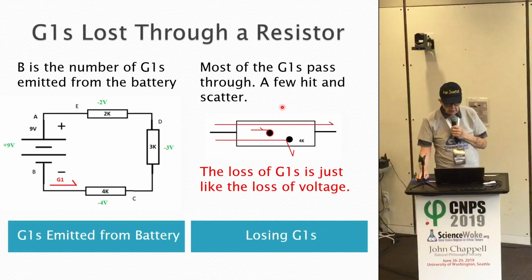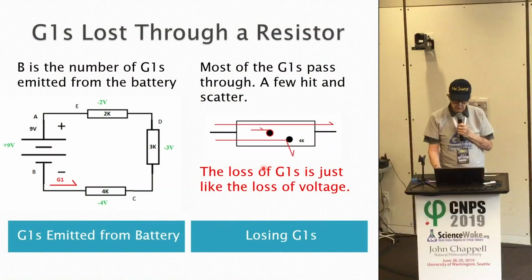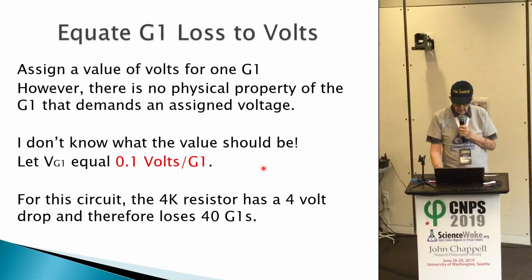Most of the G1s pass through, a few hit and scatter. What really surprised me when I applied this was that when they hit and are lost, the loss of G1s is just like the loss of voltage. You have a one-to-one correlation, in a sense. You lose one G1, you lose some part of the voltage. That surprised me. I did not expect such a direct correlation.